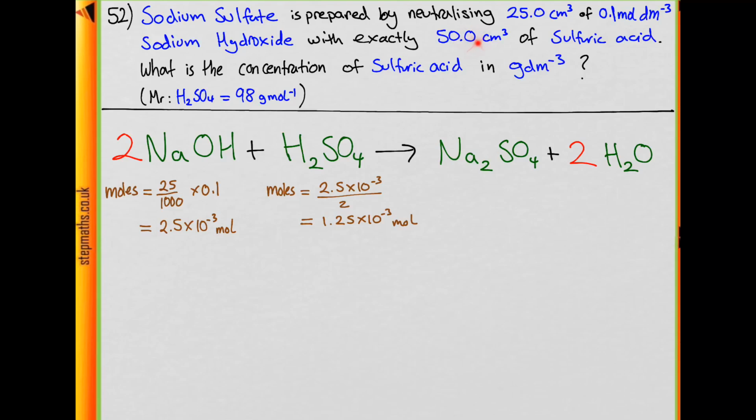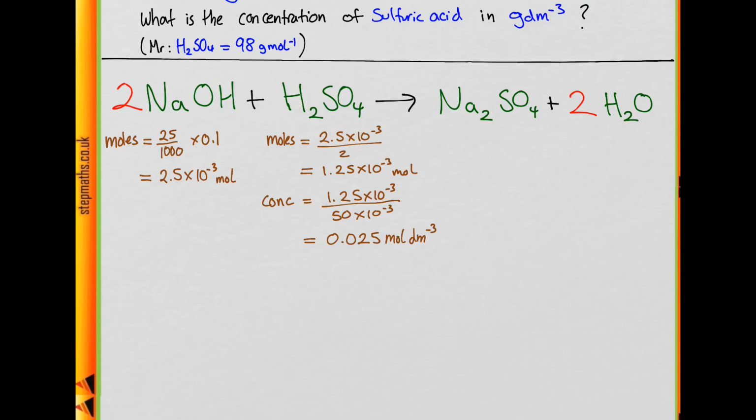And we know the volume of sulfuric acid, so we can find the concentration by doing the moles divided by the volume, which will give us 0.025 moles per decimeter cubed. But our question asks us to find the concentration in grams per decimeter cubed. So how do we convert moles per decimeter cubed to grams per decimeter cubed?